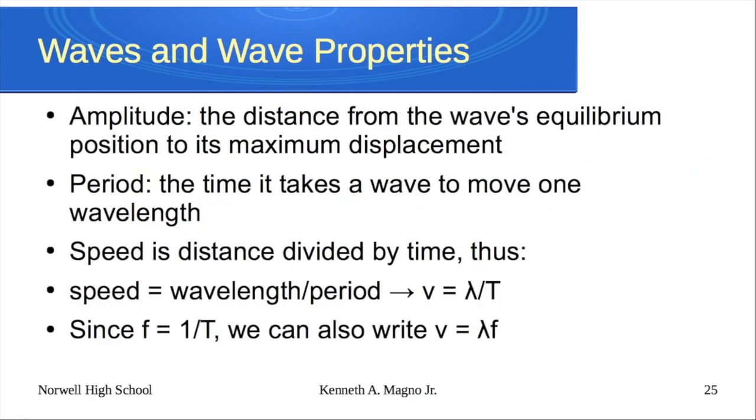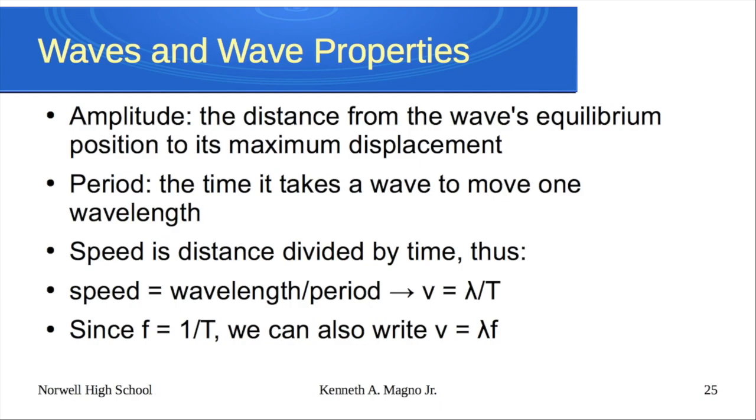We need to be able to understand what amplitude is, that maximum distance from the equilibrium position, and what the period is, the time it takes the wave to move one full wavelength. Now for the speed, this is where it gets a little interesting. The speed is generally considered as distance divided by time. So if we're looking at wavelength and period, the velocity of a wave would be lambda over big T for period. But we already know that frequency is 1 over big T, so velocity is equal to lambda f. And that's the most common definition for wave speed.